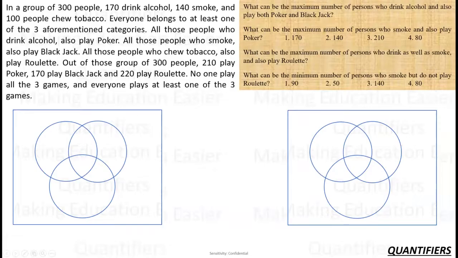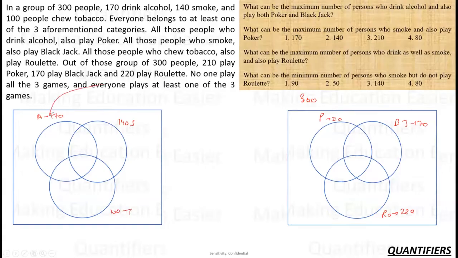Okay. Now, since this category is a subset of this category, तो मैं एक बार इसको लिख लेता हूँ यहाँ पे, and then we will see that there are 300 people. They play either poker or blackjack or roulette. So these are the three categories, right? So also further, I know that 210 are here, blackjack are 170, and roulette are 220. Okay, and alcohol are 170, 140 are smoking, and 100 are tobacco.